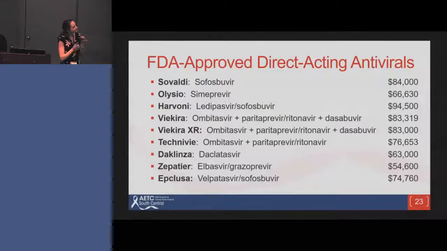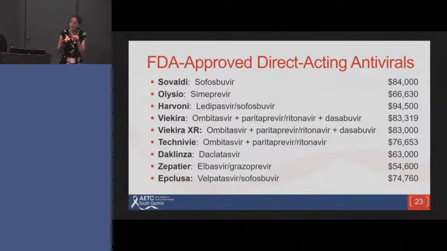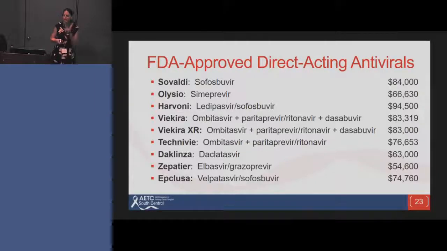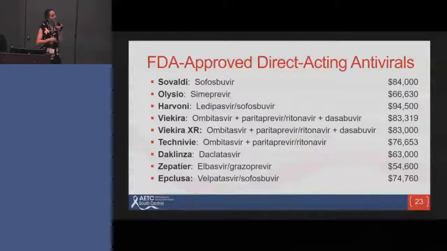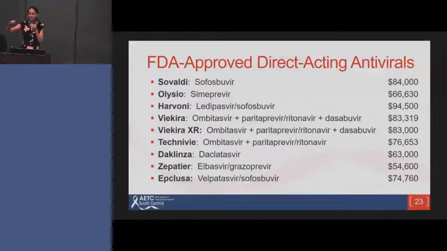The rest of the medications typically end up being about $80,000 to $90,000 for a 12-week course, with the exception of Zepatier, which is elbasvir and grazoprevir, and that's only $54,000, so a good bargain. I'll talk about some of these drugs. This is essentially the order in which they were approved by the FDA. So you can see the prices are starting to come down a little bit with increasing competition, although not as much as we would like.